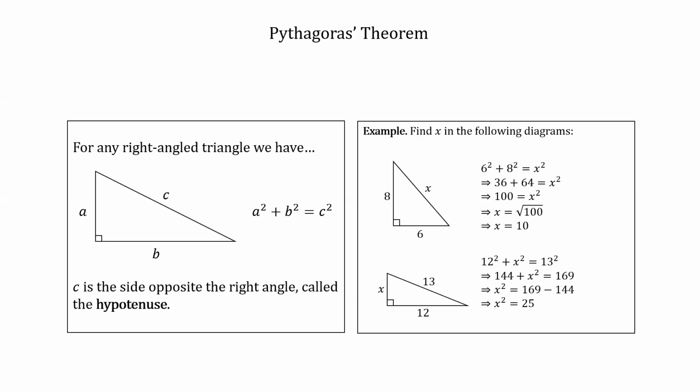Once again, we take the square root of both sides and we get x equals 5, which is the square root of 25. And that is Pythagoras' theorem, and that is how you can use it to solve some problems.